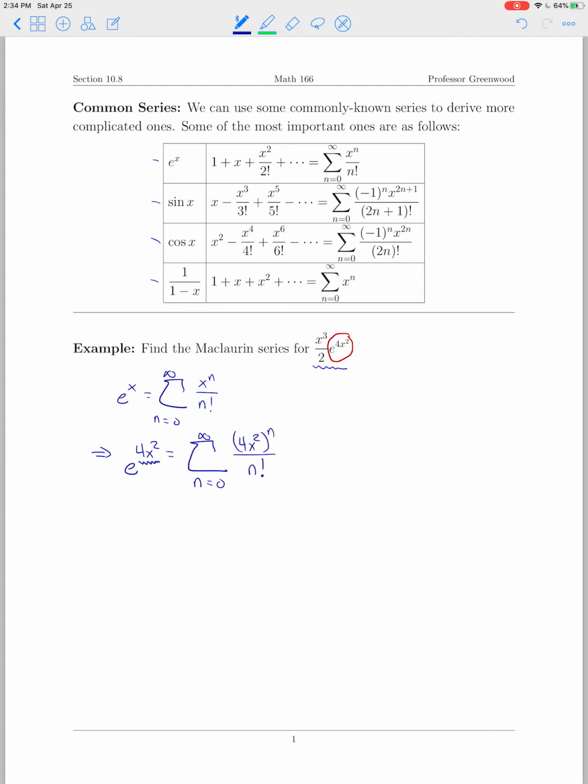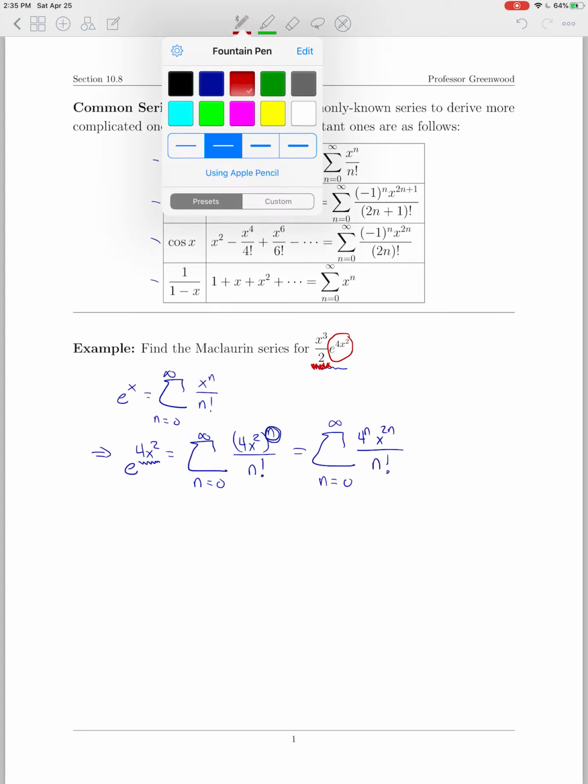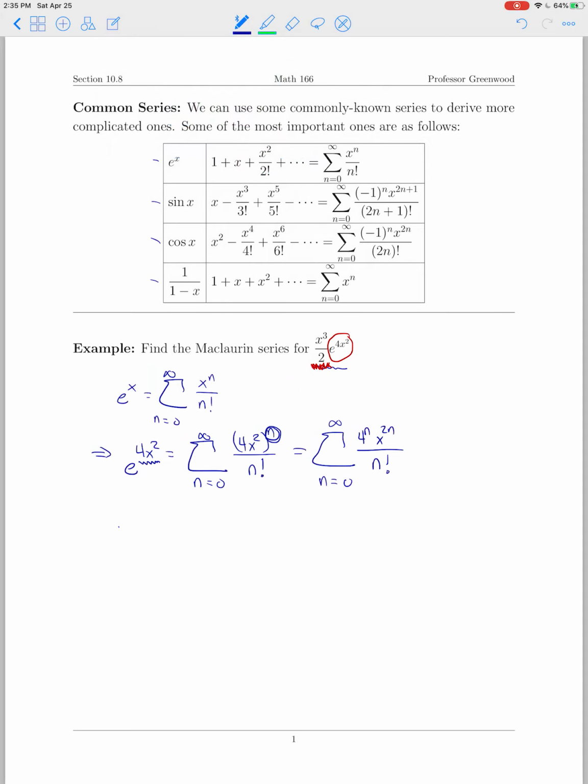And then it will be helpful to expand this power of n right here out into the terms just so that I can separate the x from the rest of the stuff. And so in this case, using the power rules, that would be a 4 to the n x to the 2n, and then still divided by n factorial. And now the only other thing I have to do is multiply out this x cubed over 2 out front.